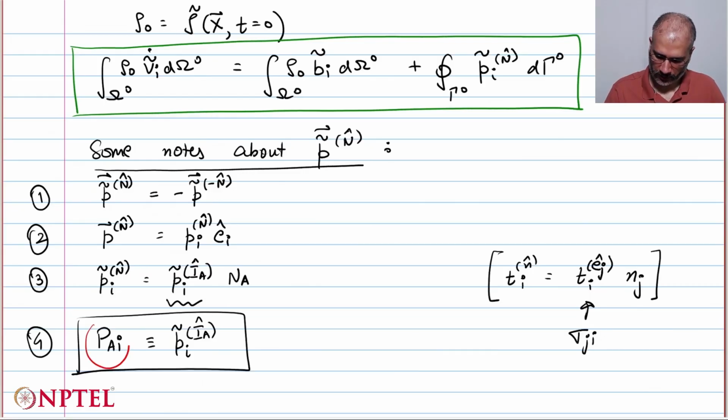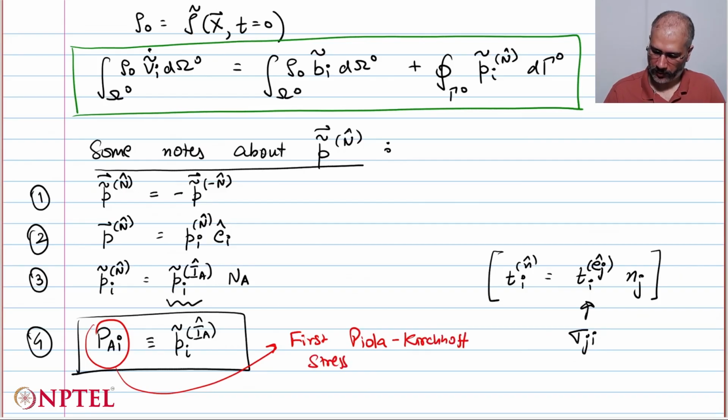And this is known as the first Piola-Kirchhoff stress tensor. So the Cauchy stress tensor is not the only stress tensor. We have others as well. And this is another one, which is called the first Piola-Kirchhoff stress tensor.